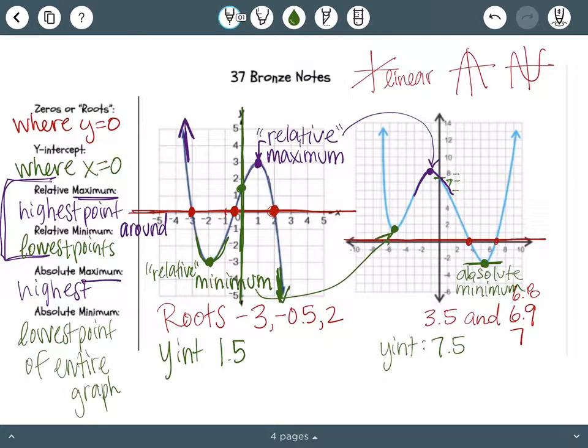And that's about it. So we have our zeros, our y-intercepts, our relative maximums, and our relative minimums.